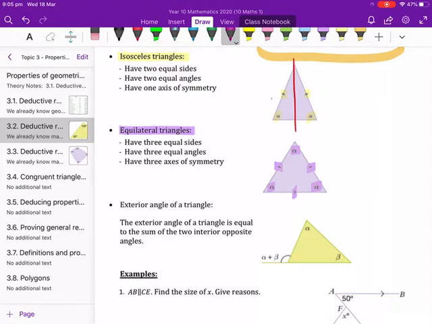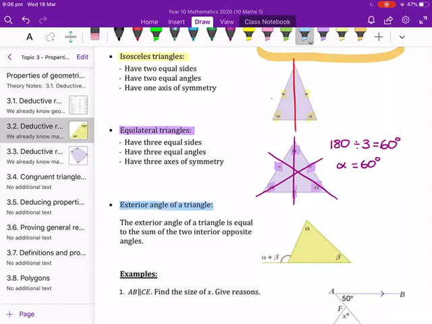How we can work out the value of these angles is we can go 180 divided by 3, because there are three angles. So that means that in equilateral triangles, all their angles have to equal 60 degrees, because 180 divided by 3 is 60 degrees. And they also have three axes of symmetry. My first axis of symmetry would be drawing it down the middle, drawing it this way, and drawing it this way. Roughly, my sketching's not the best there.